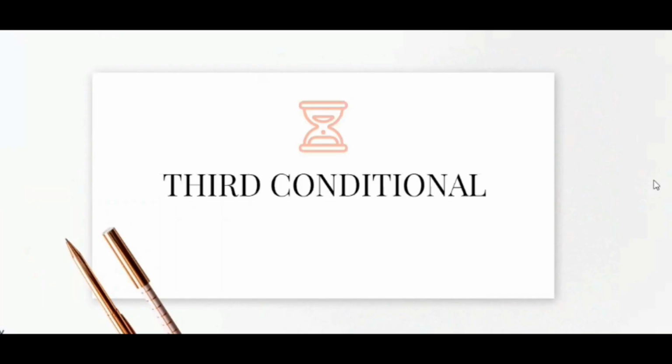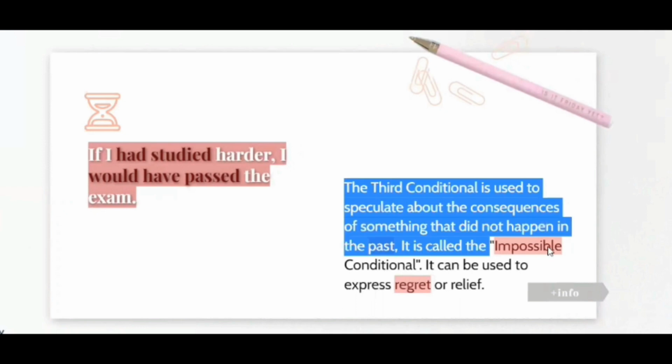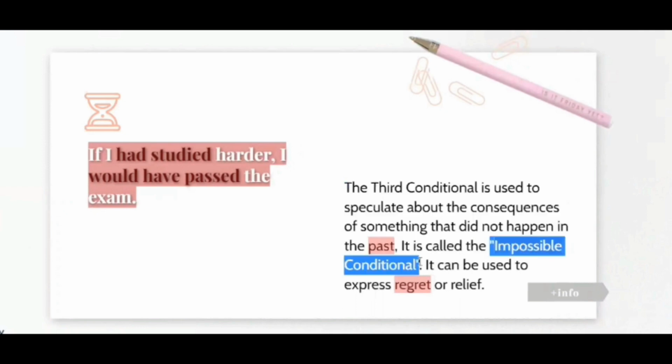And here we are, the last type of if conditional is the third conditional. The third conditional is used to speculate about the consequences of something that did not happen in the past. It is called the impossible conditional. It can be used to express regret or relief.